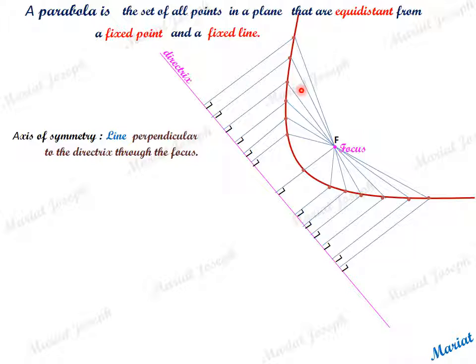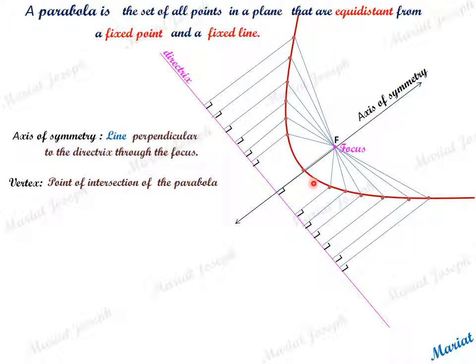Also, the line drawn perpendicular to the directrix through the focus is called the axis of symmetry of the parabola. As we can notice, this parabola is symmetrical about this line, the axis of symmetry. Now, the point where the axis of symmetry meets the parabola is called the vertex. Here is the vertex, the point of intersection of the parabola with the axis of symmetry.